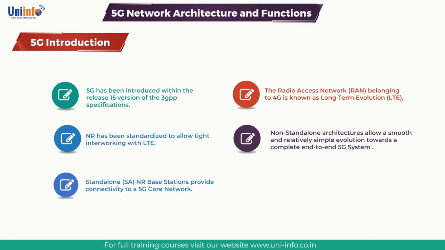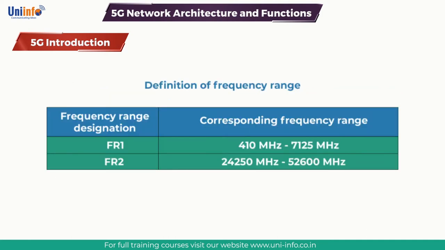Congestion within the lower operating bands, combined with the requirement of wider channel bandwidths, has led to the specification of both low and high operating bands for 5G. Release 15 has adopted the use of frequency range 1, that is 450 MHz to 6 GHz, and frequency range 2, that is 24.25 GHz to 52.60 GHz.